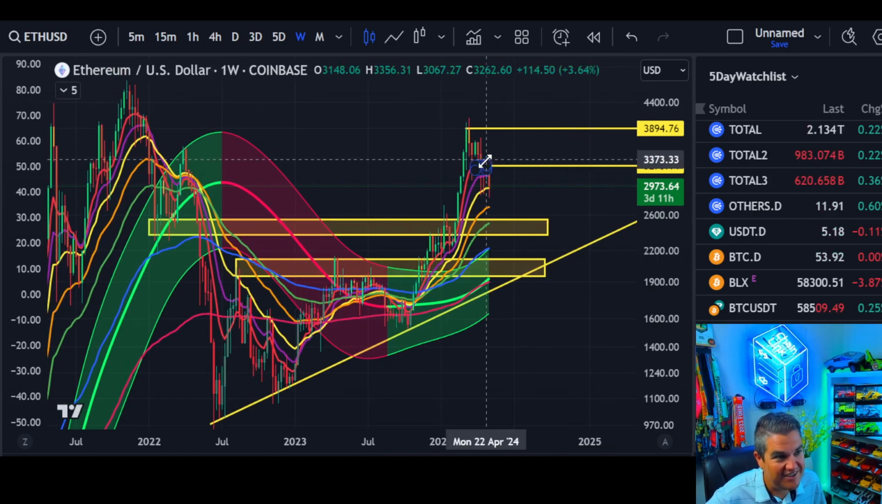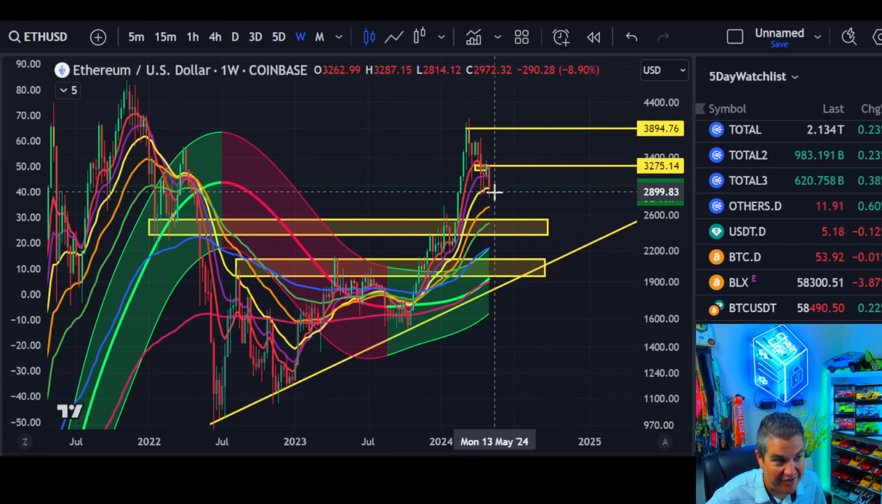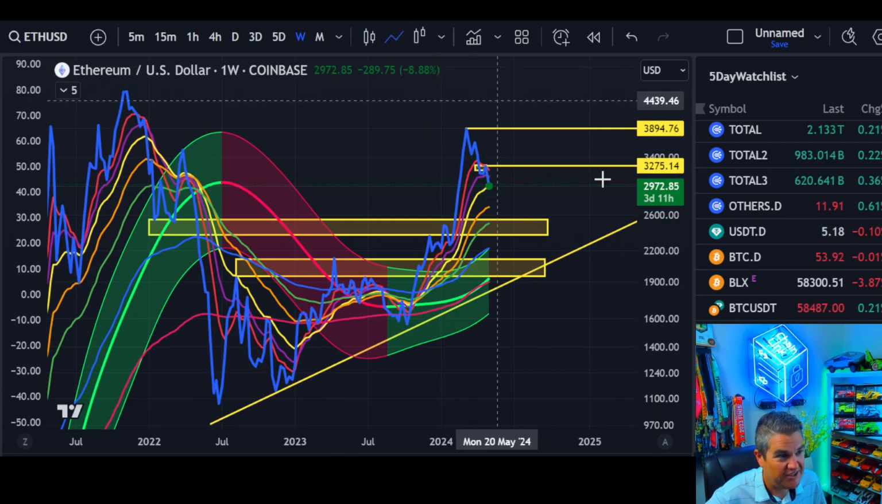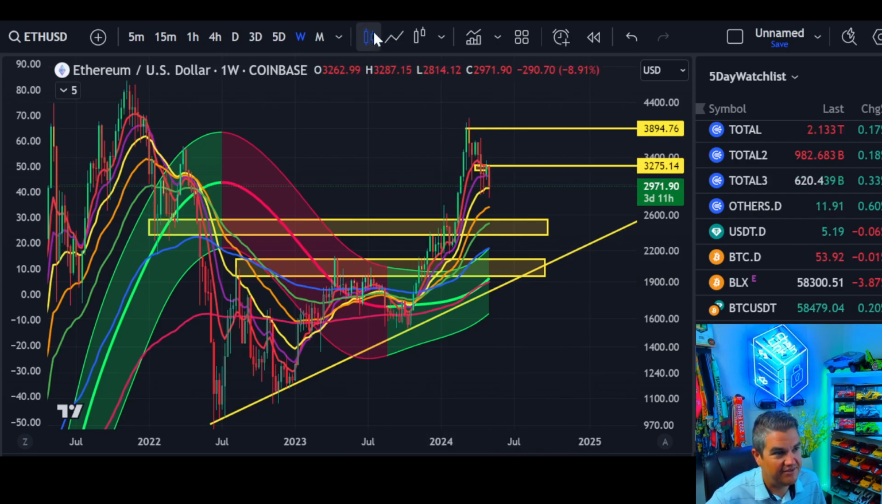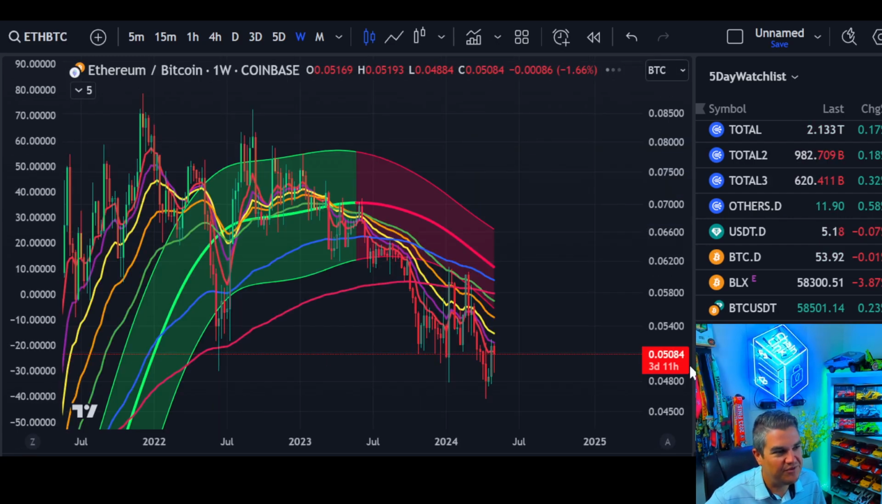Ethereum's still technically, per the chart, not my opinion, looking very strong. Put it on a line chart. Where's the bears? This looks perfectly fundamentally sound and bullish. All right. Just to be perfectly clear on where I stand here. Ethereum Bitcoin, let's flip over.